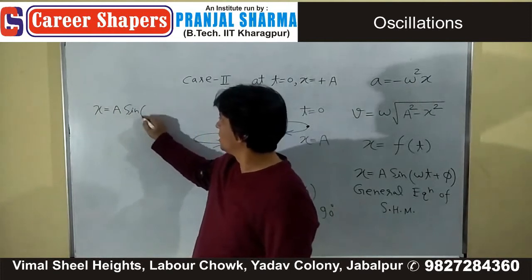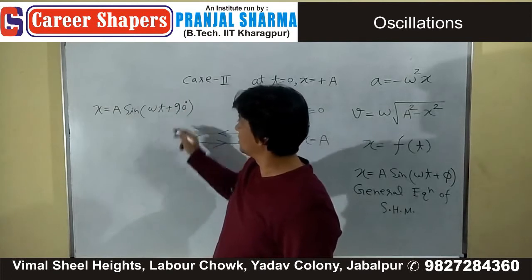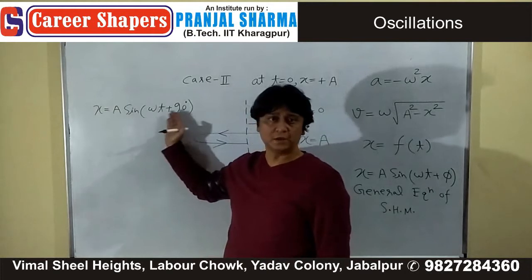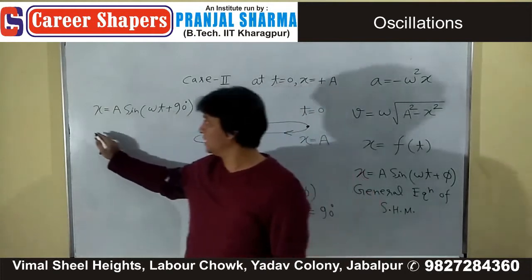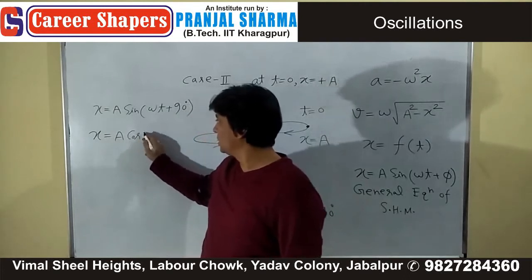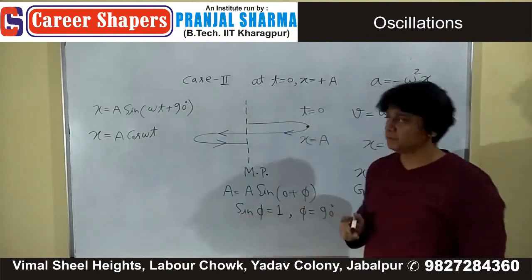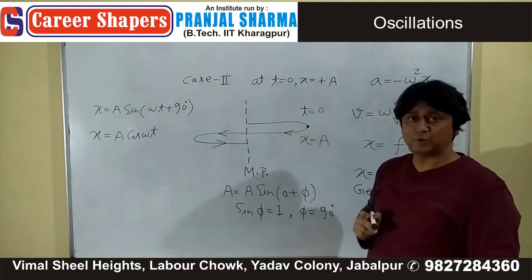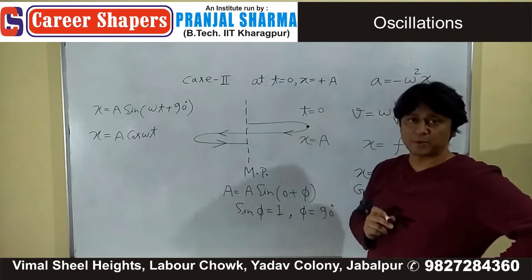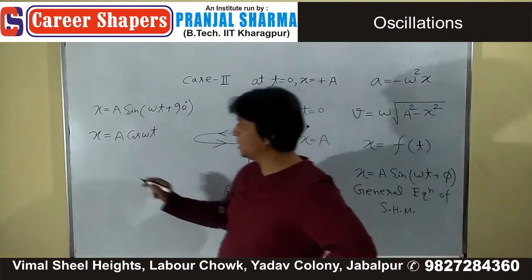a sine(omega t plus 90). Notice sine(90 plus theta) is what? Cos theta. And this gives you x equals a cos omega t. For case 2, relationship between x and time t is given by x equals a cos omega t. For case 1, it was x equals a sine omega t.